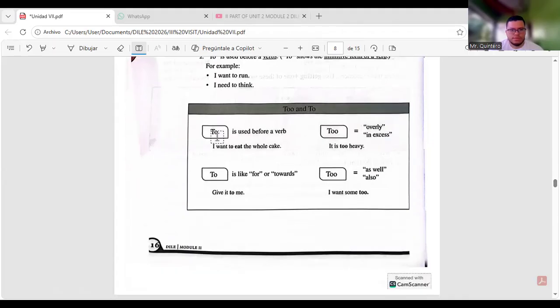To is used before a verb. I want to eat the whole cake. Yo quiero comerme todo el pastel. Too: overly, in excess. It is too heavy. Esto está muy pesado. To is like for or towards. Give it to him, give it to me. Dale esto, dame esto. Too as well, also, es como además. I want some too. Yo quiero algunos también.